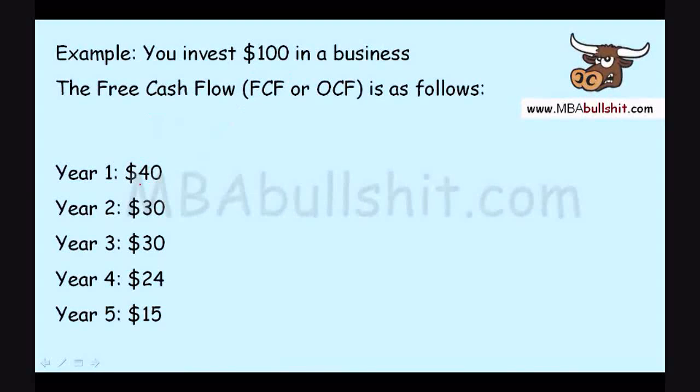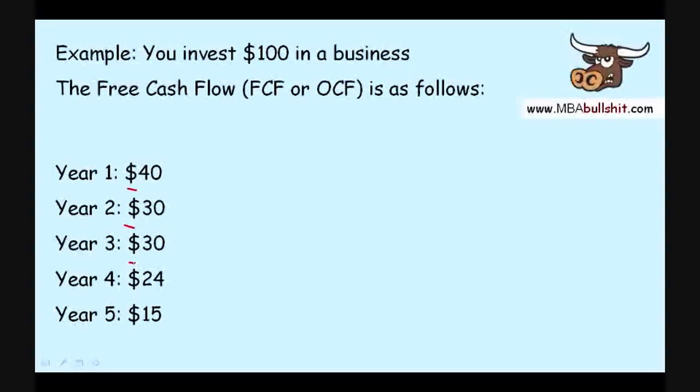$40 in the first year, $30 in the second year, $30 in the third year, $24 in the fourth year, and $15 in the fifth year. When is your payback? How long is your payback period?